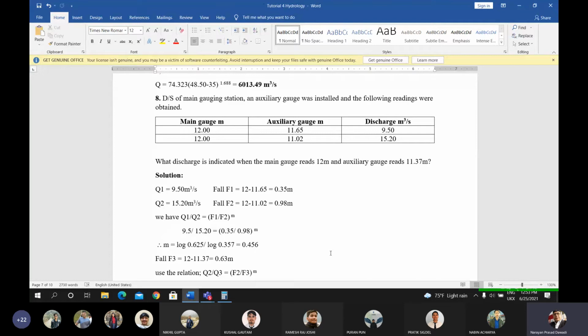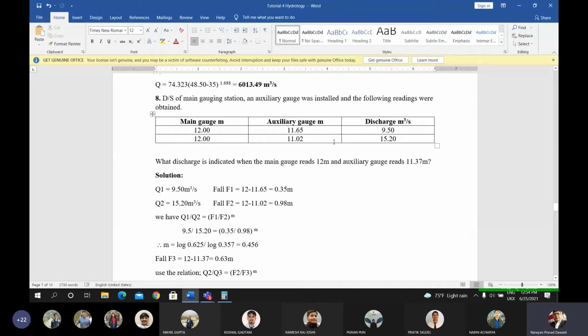The auxiliary gauge that is installed below the main gauge shows a stage of 11.65 meter for the same height of water as the main gauge. Similarly, for the second trial, again the main gauge reading is 12 meter, but the auxiliary gauge reading is 11.02 meter. The same depth shows a different depth for the auxiliary station. That's why the discharge for the first case is 9.50 meter cube per second, and for the second case is 15.20 meter cube per second.